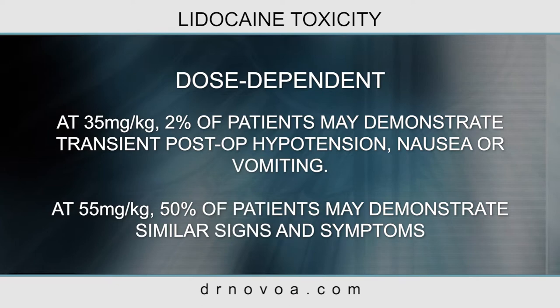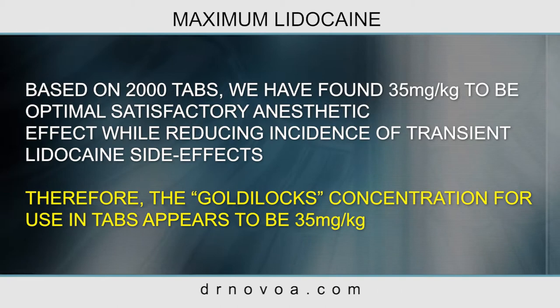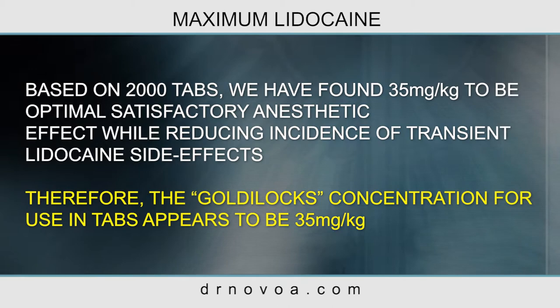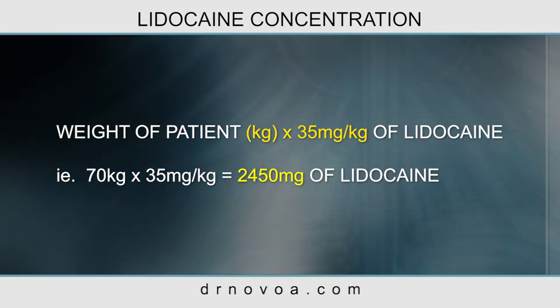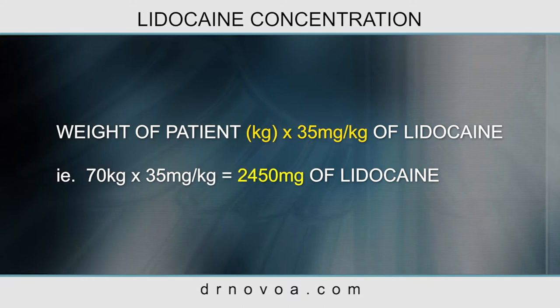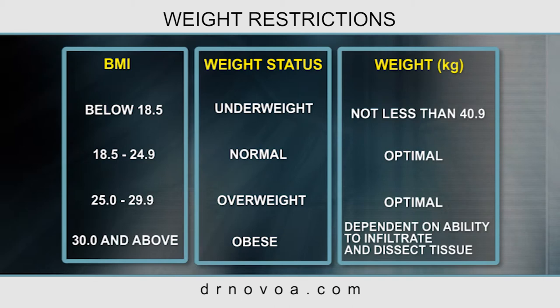Based on over 2,000 surgeries, the Goldilocks concentration for use in TABS appears to be 35 milligrams per kilogram body weight. When calculating the amount of lidocaine to be used based on this Goldilocks value, multiply the weight of the patient by 35 milligrams per kilogram body weight. Although there are no absolute weight restrictions with TABS, I have found that optimal BMI falls within 18.5 and 29.9.